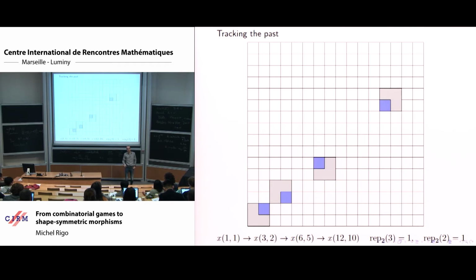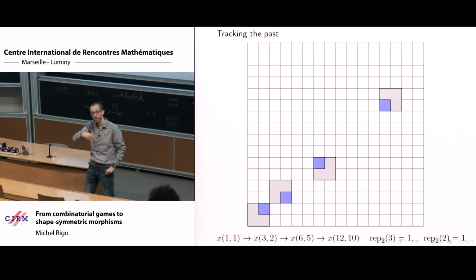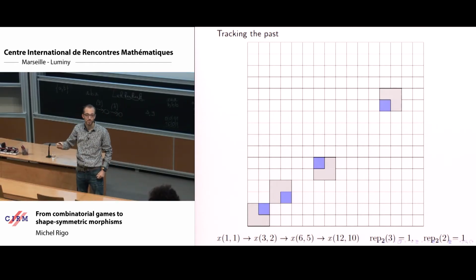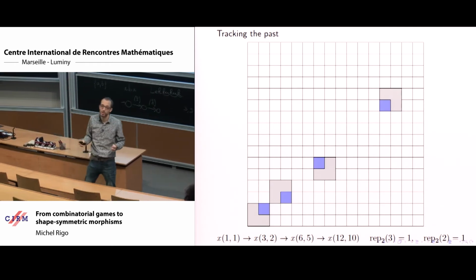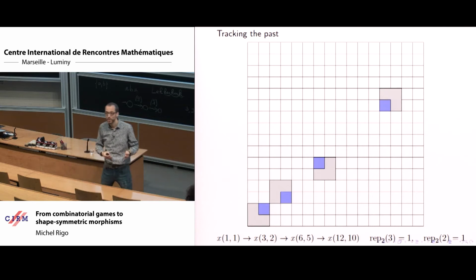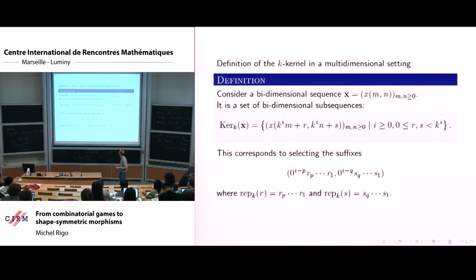And so you can keep track of the past to exactly know, for each element somewhere in your grid, where it comes from when you iterate the morphism again and again. And this is more or less just Euclidean division by the base you are considering. Just like yesterday in one dimension, you do exactly the same in 2 dimensions. And you remember that to be able to define k-regular sequences, I need a finiteness of the kernel.